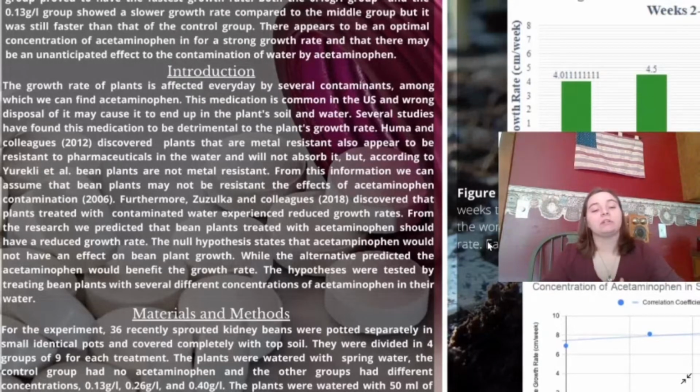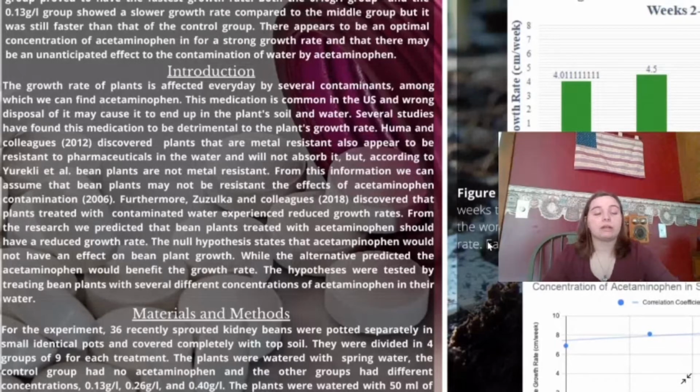One of the first studies we looked at was done by Huma and their colleagues, and they discovered that metal-resistant plants were resistant to pharmaceuticals and non-metal resistant plants were not. So they experienced some adverse effects from the pharmaceuticals in the water. Then we looked at a study done by Beckley and their colleagues, who tried to determine whether bean plants were metal resistant or not. They determined that bean plants were not metal resistant.